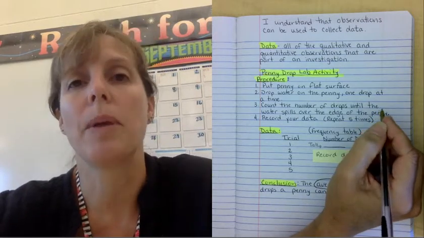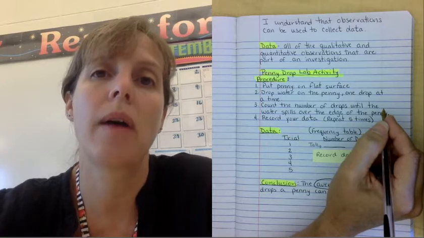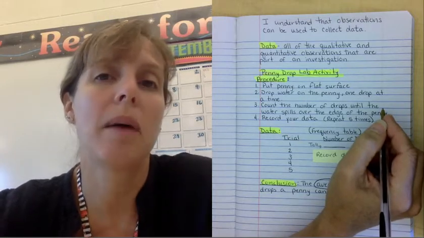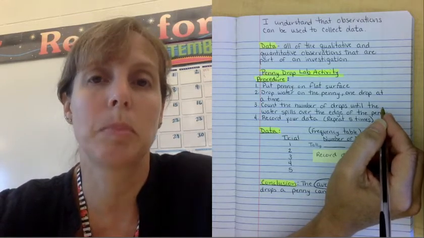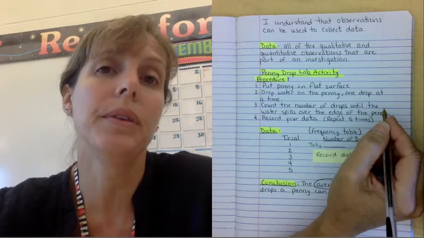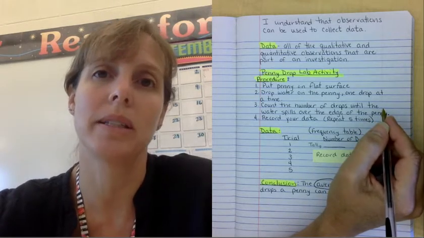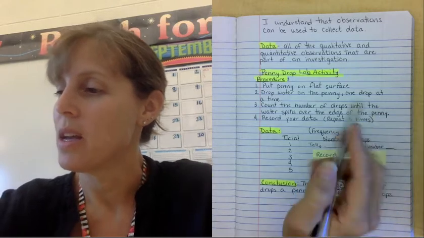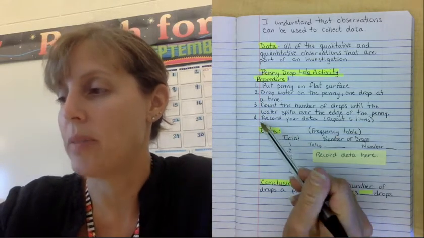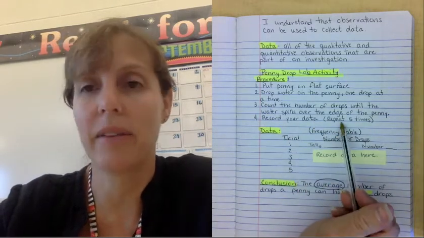So let's say we're dropping water and we drop one drop, two drops, three drops, four drops, five drops, and that one spills over. How many can the penny hold? Only four because the fifth one made it spill over. Okay, so you're going to do this 5 times. You're going to record your data and repeat it 5 times.